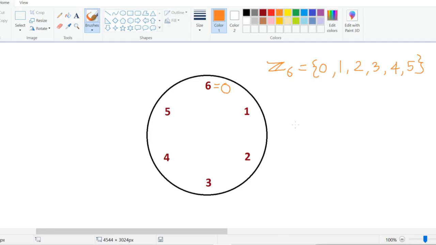Let's see multiplications in this. As we already saw, 2 multiplied by 3 is 6, but 6 modulo 6 is 0 because 6 is 0. Now here again, product of two non-zero integers is coming out to be 0, which in regular multiplication is not possible. Just for fun, let's make a multiplication table.